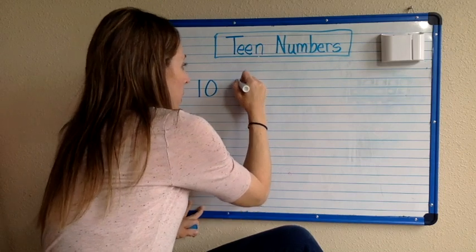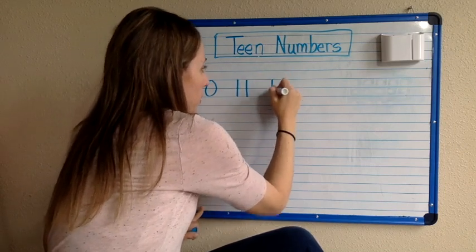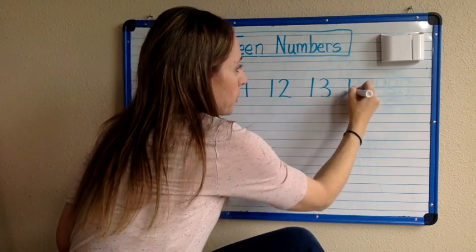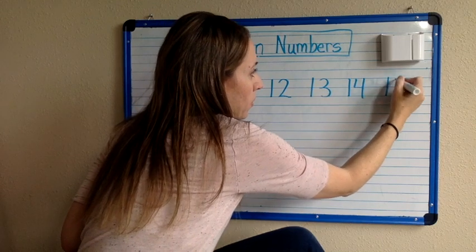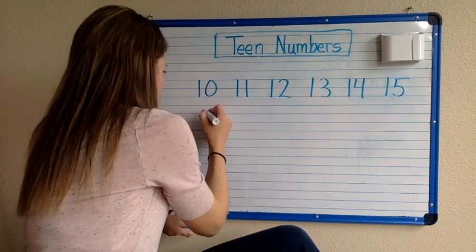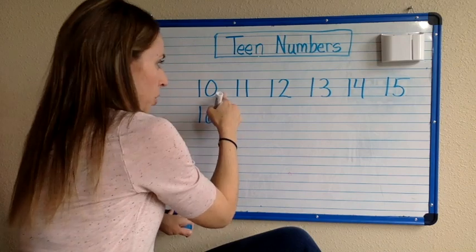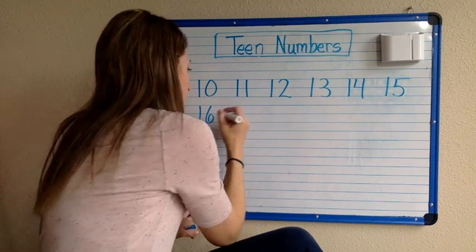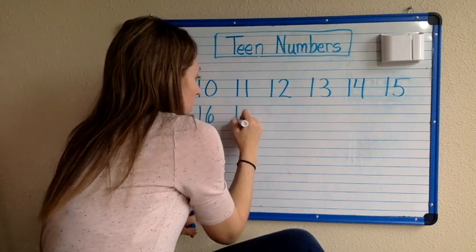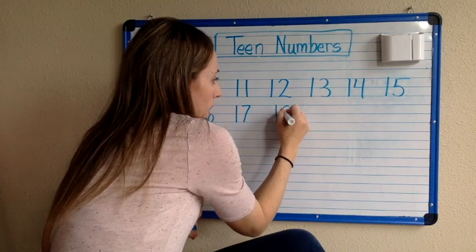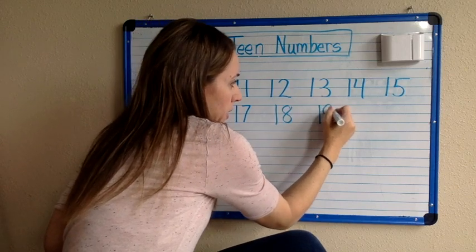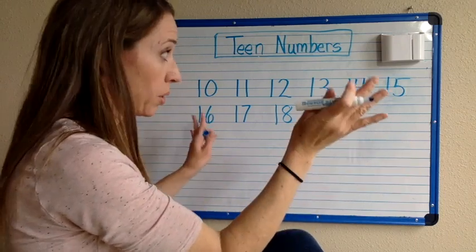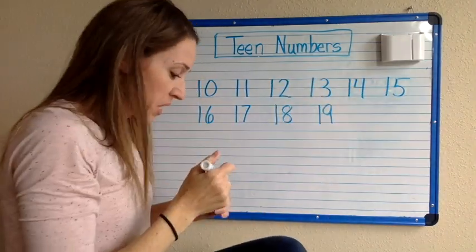10, 11, 12, 13, 14, 15, keep going, 16, make sure you have a big space in between them so that you can see where the number starts and finishes. 16, 17, 18, 19, oh, and the next one is 20. That's not a teen number, so I'm not going to put that. I'm going to stop right there.